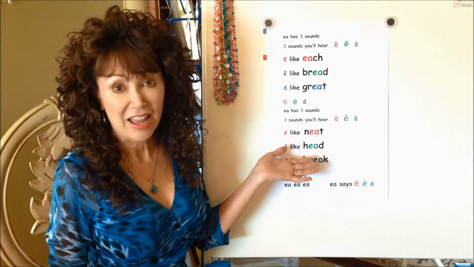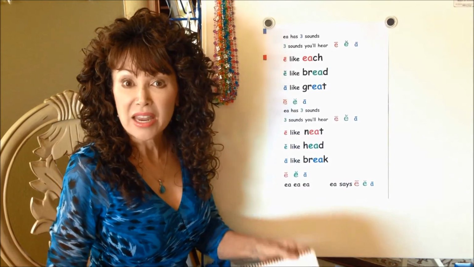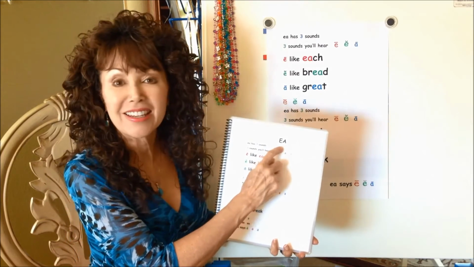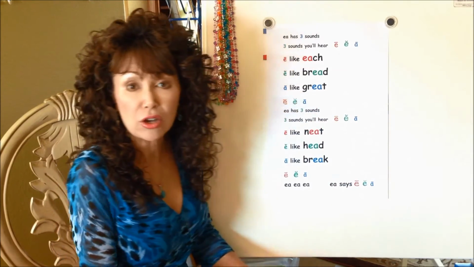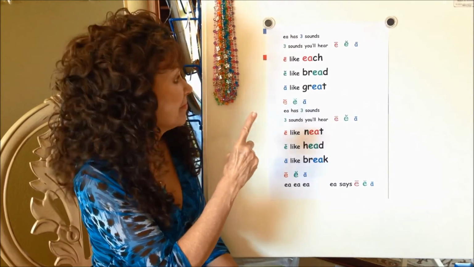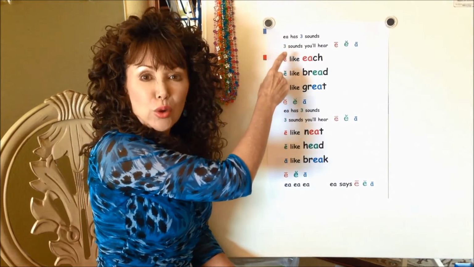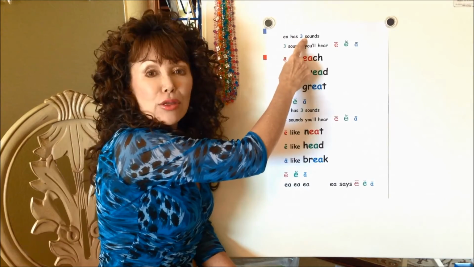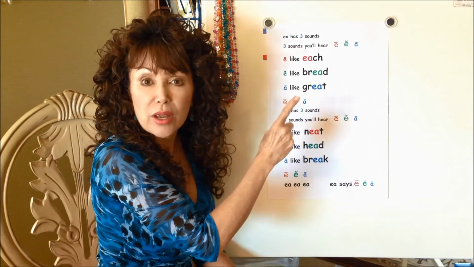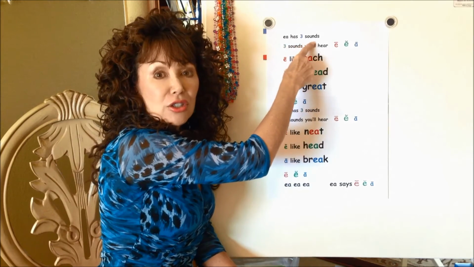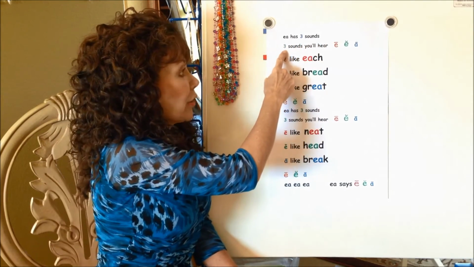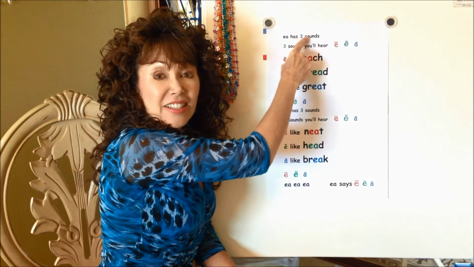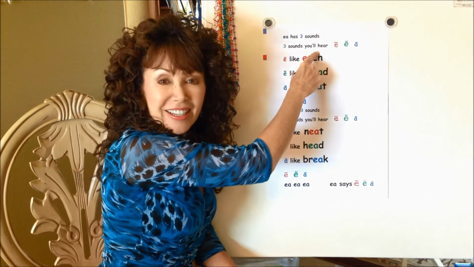Well, I have my song poster up. Make sure that you have your songbook. Turn to the page for the EA song and follow along. Remember to use your magic pointer. Let's look at the words before we sing it. EA has 3 sounds. And remember that when we're singing, we want to point to every word. 3 sounds you'll hear. EA has 3 sounds you'll hear.